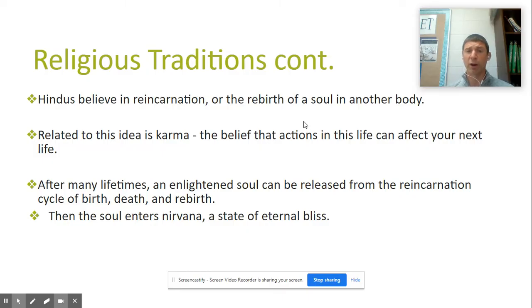Hindus also believe in reincarnation, which is the rebirth of a soul into another body. And you may have heard this term karma. We often say that's bad karma, but it's kind of the same thing. They use it more in a religious context, but good deeds allow good things to happen to you. Bad deeds allow bad things to happen to you. And this whole cycle of rebirth happens, and the end state you're trying to reach is not heaven, it's this eternal bliss that's called nirvana, and it's like complete peace.